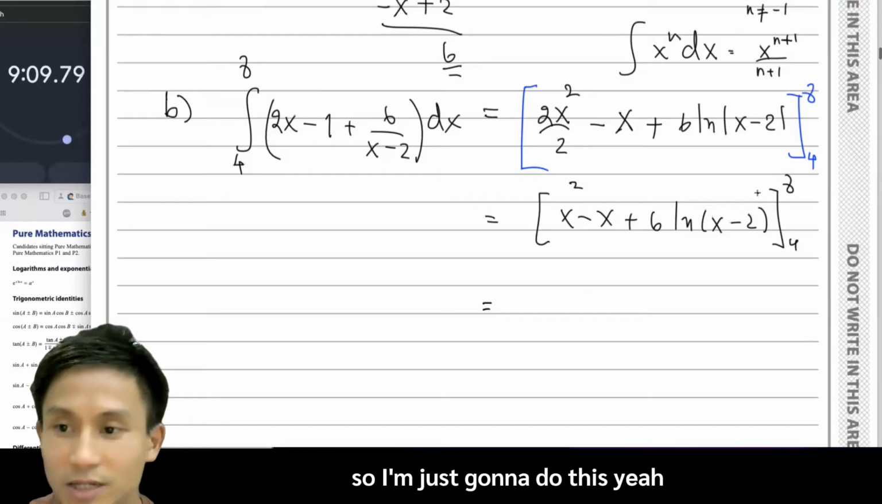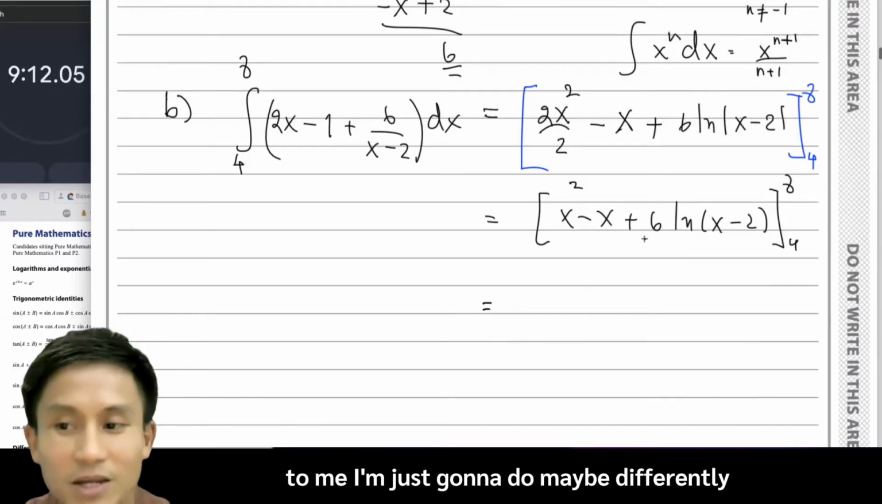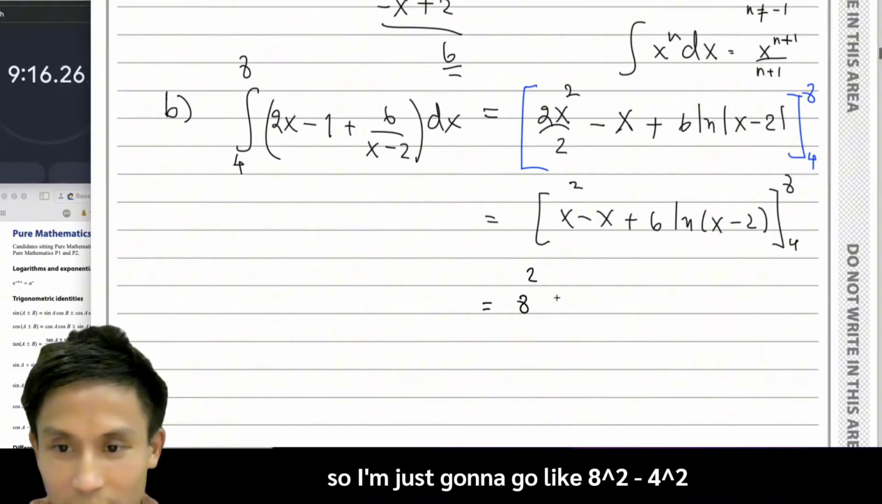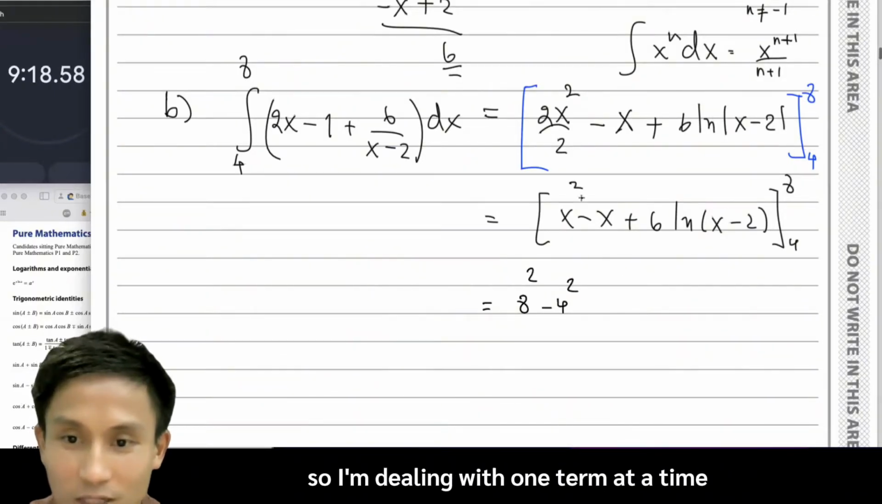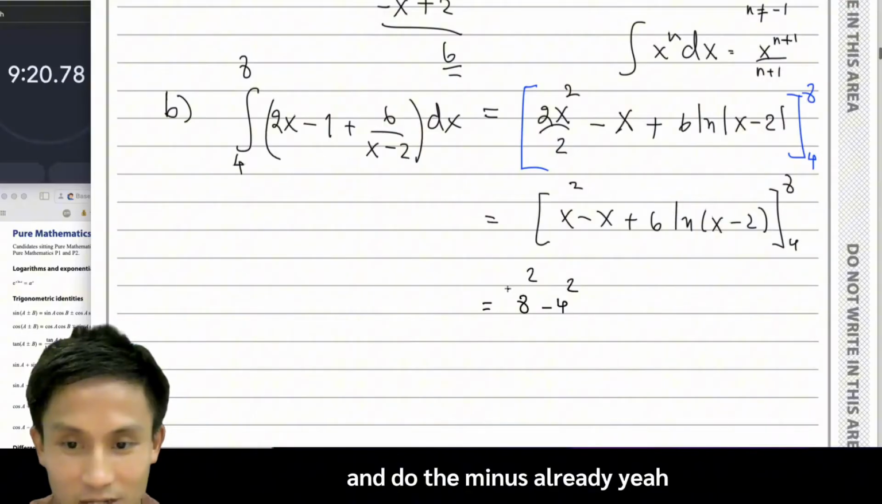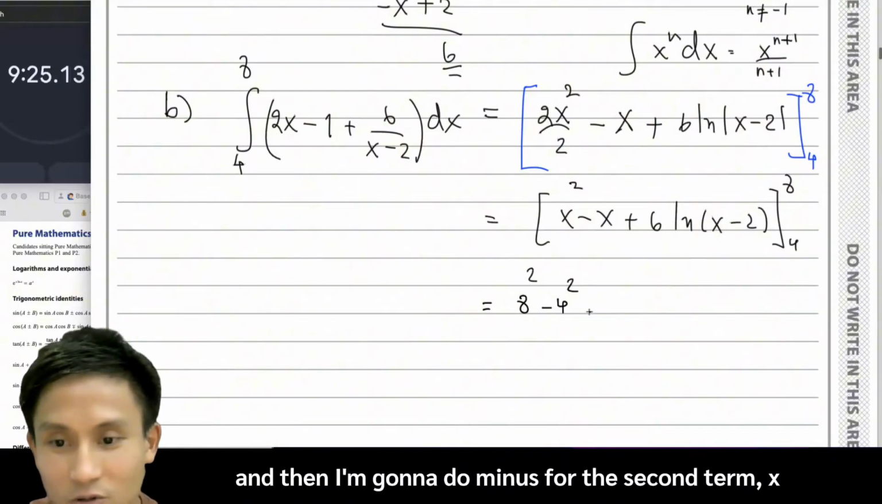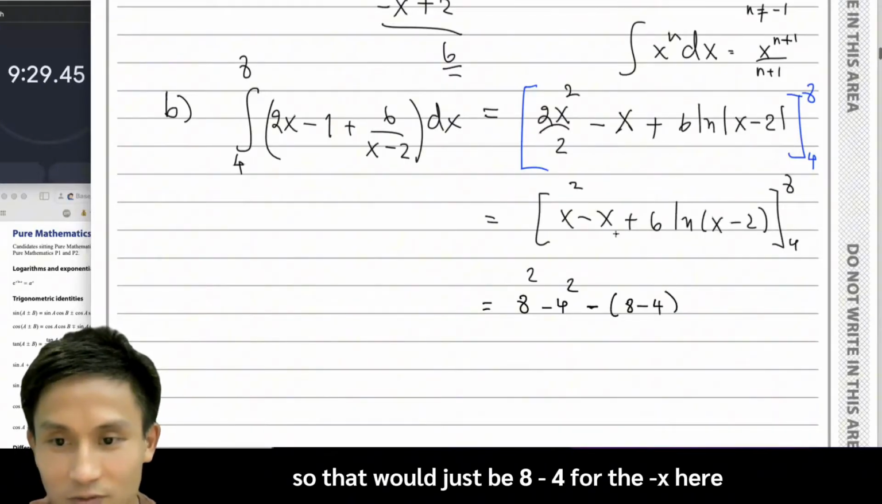So I'm just going to do this, yeah? To me, I'm just going to do maybe differently from other people. So I'm just going to go like 8 squared minus 4 squared. So I'm dealing with one term at a time and do the minus already. Yeah, so I'm done with the x squared term. And then I'm going to do minus for the second term x. So that would just be 8 minus 4 for the minus x here.